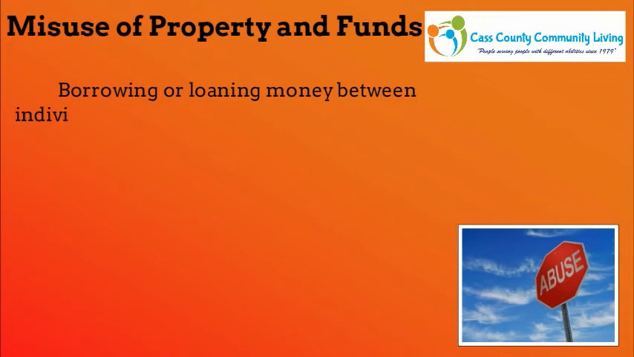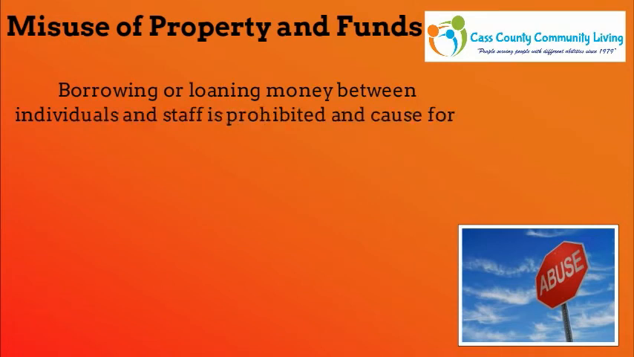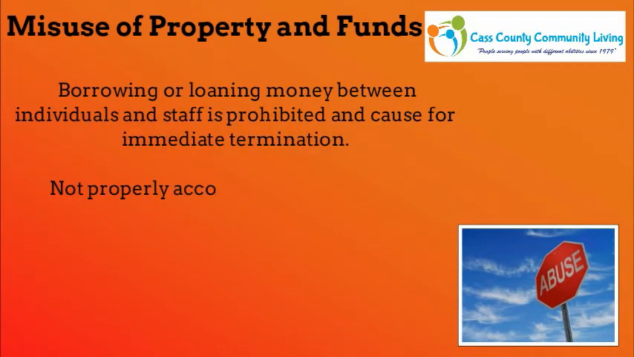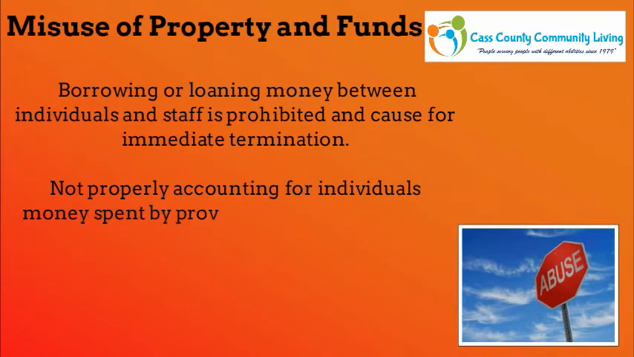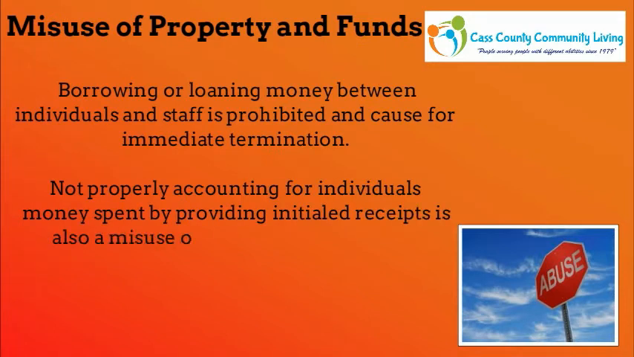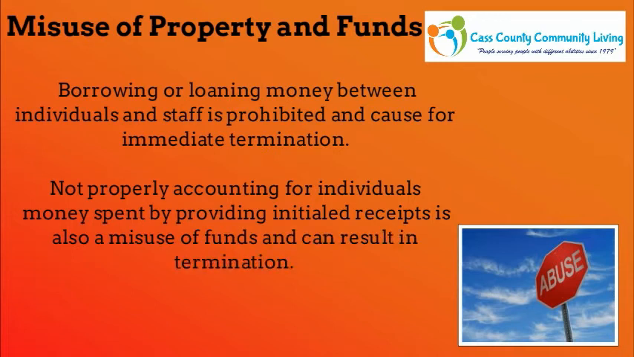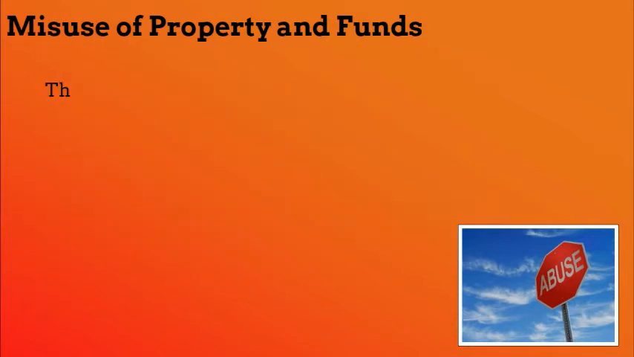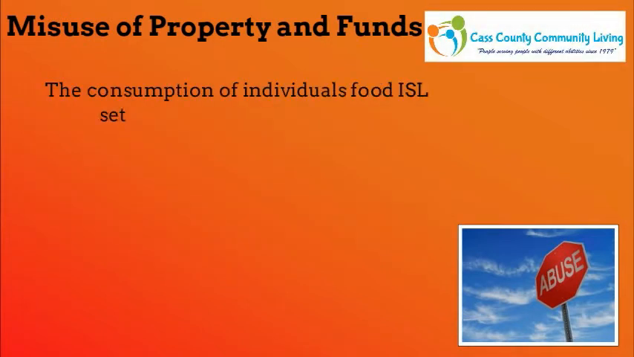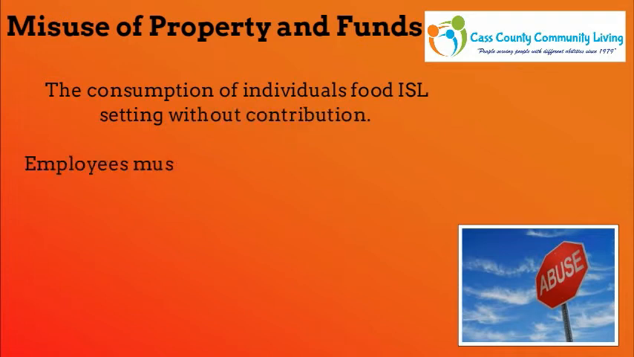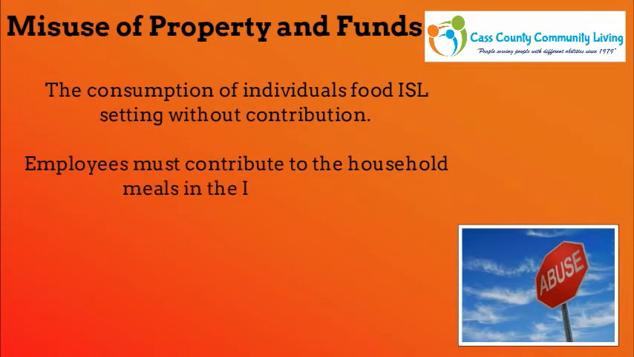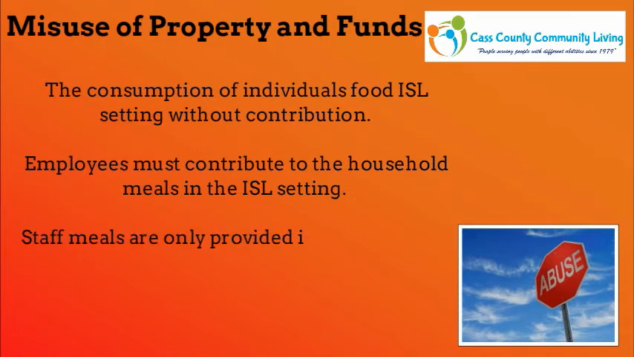Borrowing or loaning money between individuals and staff is strictly prohibited by agency policy and may be cause for immediate termination. Not properly accounting for the individual's money spent by providing itemized receipts is also considered a misuse of funds and can result in termination as well. Misuse of property and funds also includes the consumption of individuals' food in the ISL setting without contribution. Employees must contribute to the household meals in the ISL setting. Staff meals are only provided by the company in the group homes.